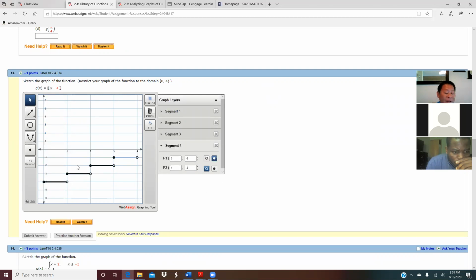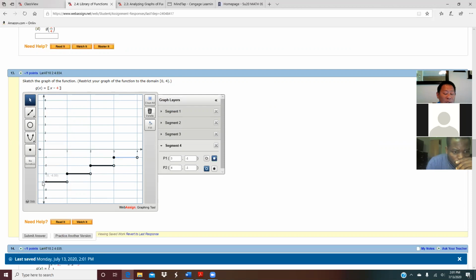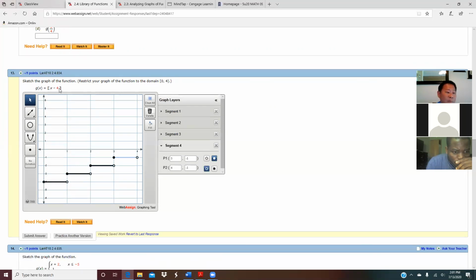So it's kind of like a staircase. And how do I know it's -4? I plug 0 inside here. 0 minus 4 is -4. So I start from -4 and then I slowly go up. So this is how we do this kind of graph in your homework. You guys doing all right here so far?